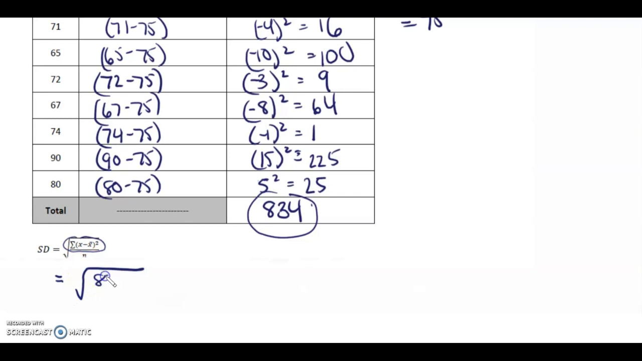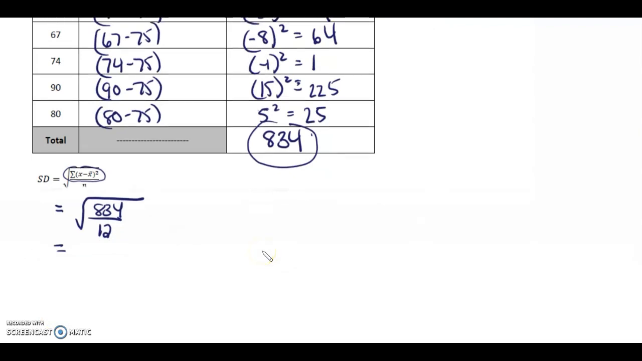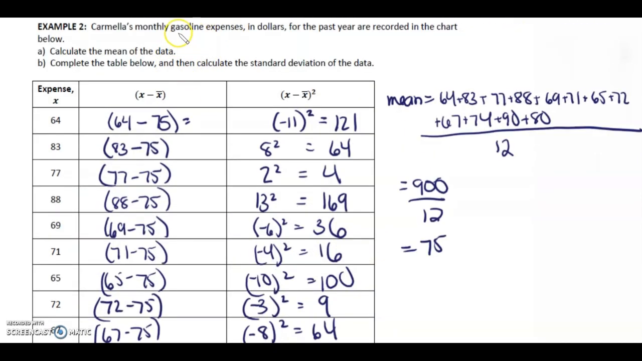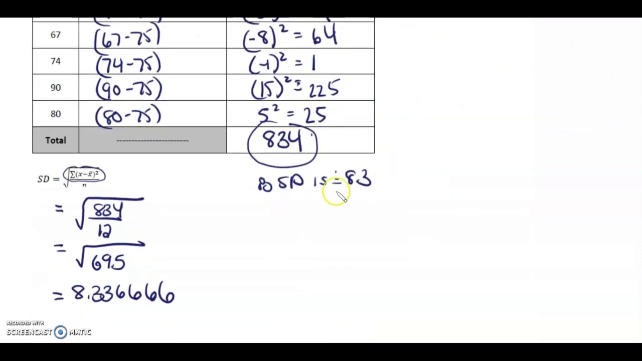Okay, so what we have here is 834 divided by n. N is 12, right? Because this is talking about the data over 12 months. So when we do 834 divided by 12, we get 69.5. And we get 8.336666. Okay, so therefore the standard deviation is approximately 8.3. And this would be measured in amount of money, so $8.3. Oh, we want to do 2 decimals then, because it's measured in dollars. 8.34.